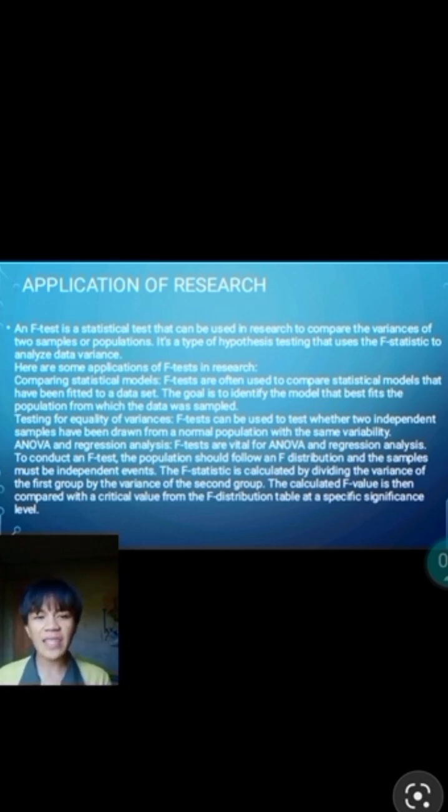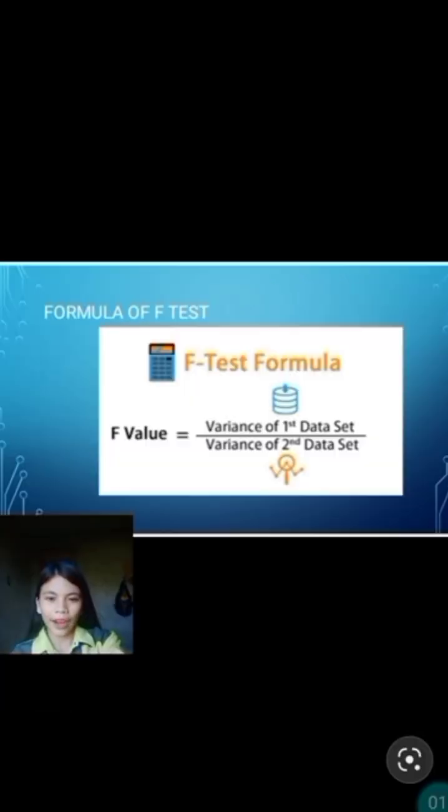To conduct an F-test, the population should follow an F distribution and the samples must be independent events. The F statistic is calculated by dividing the variance of the first group by the variance of the second group. The calculated F value is then compared with a critical value from the F distribution table at a specific significance level.